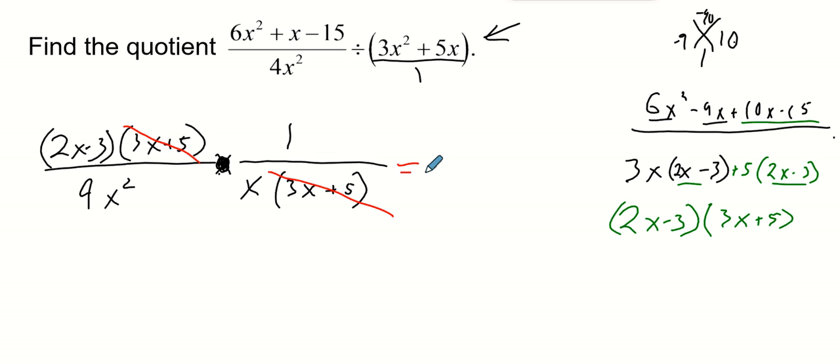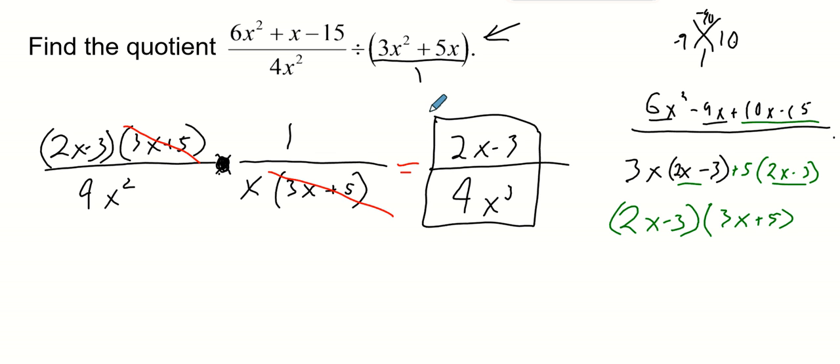So top times the top is 2x minus 3 times 1. It's just 2x minus 3, misspoke there, over 4x squared times x. So I'm going to see that this is 4x cubed. Okay, that's going to be as simplified as we can get. That concludes our notes on multiplying and dividing rational functions.